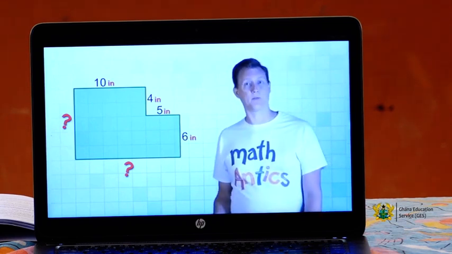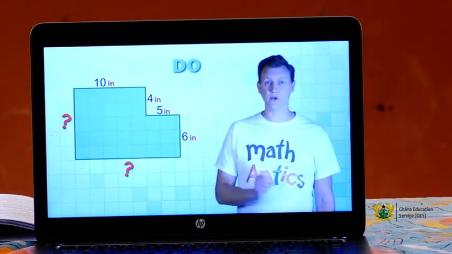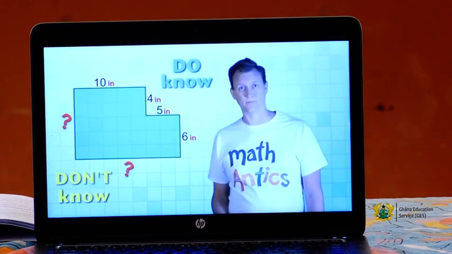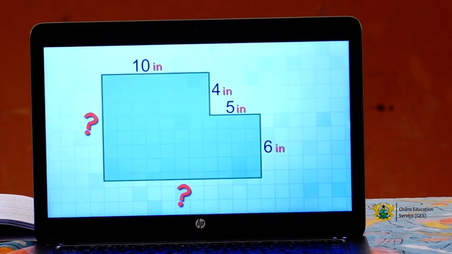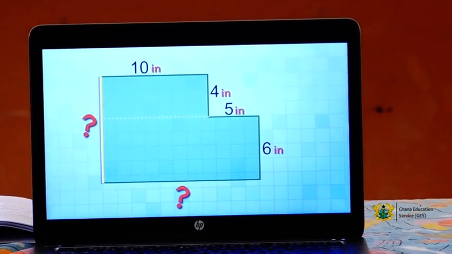When you have this kind of problem, the key is to use what you do know to figure out what you don't know. Here's what I mean. Look closely at the two vertical sides that we do know the lengths of, 4 inches and 6 inches. Now, imagine that those two vertical sides could be moved straight across to the other side, the side that we don't know the length of.